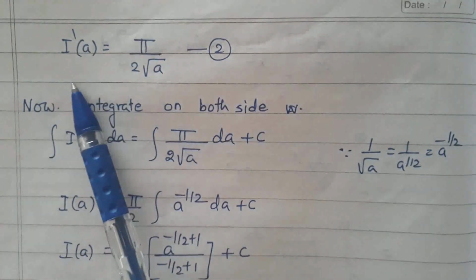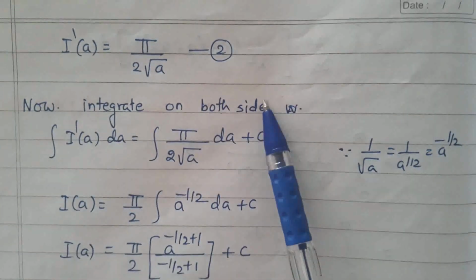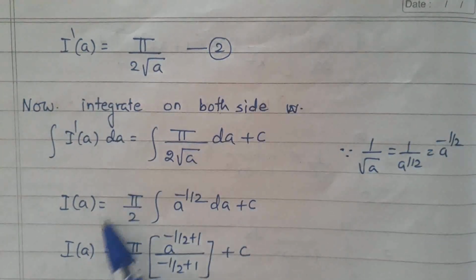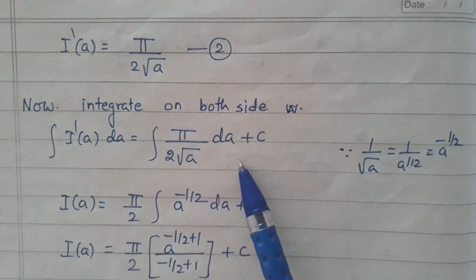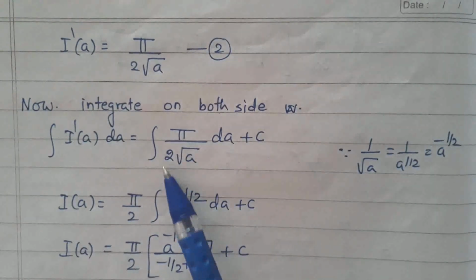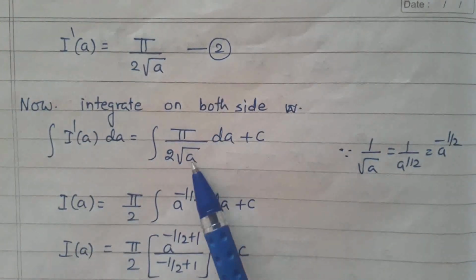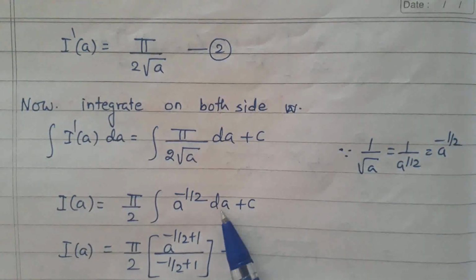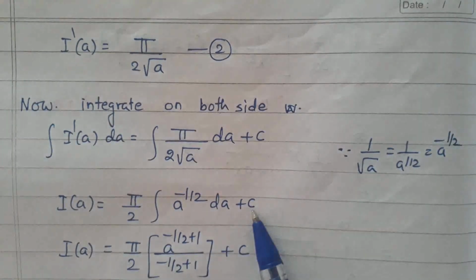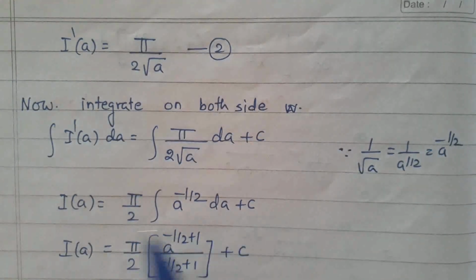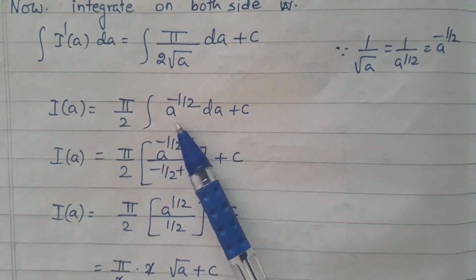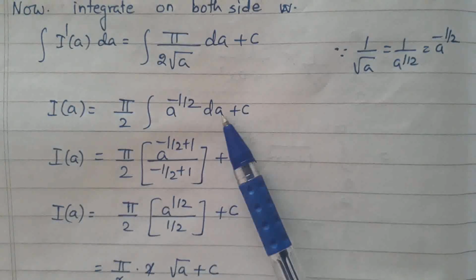But we want I of a. For that, integrate it on both sides with respect to a. So I dash of a becomes I of a. Integrate this function with respect to a. Pi upon 2 is constant, take it outside. 1 upon root a can be written as a raised to minus 1 by 2. Integrate with respect to a plus some constant c. To find the value of c, place some specific value of a in LHS and RHS. Before that, find the integration of a raised to minus 1 by 2 da.